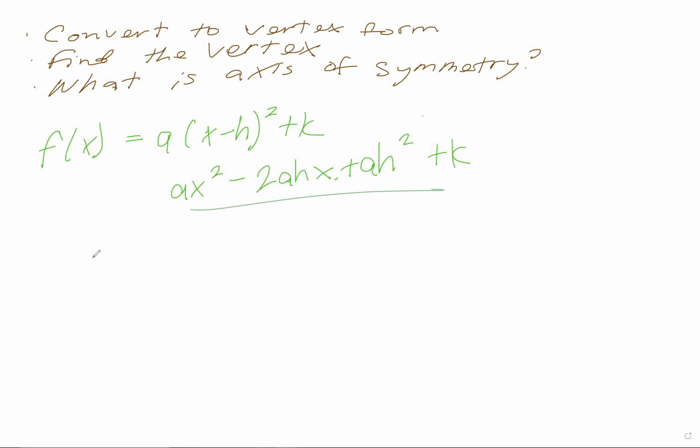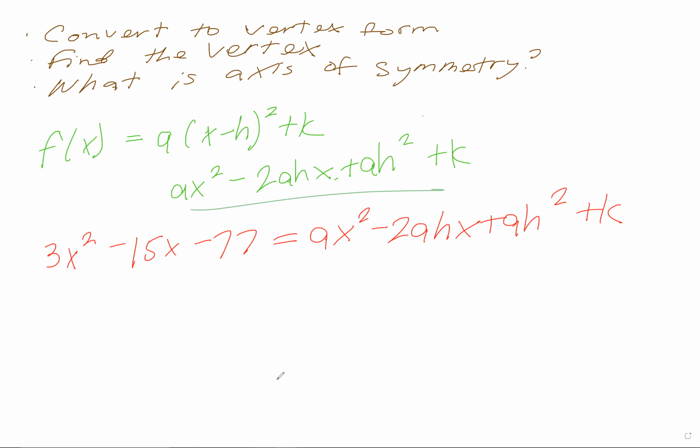So what's the next given? F of x equals 3x squared minus 15x minus 77. Okay, and we set that equal to the expanded version of vertex form. Why do we do this? Because we're finding the vertex. Well, we're setting it equal because these two things are logically equivalent, right? Yeah.